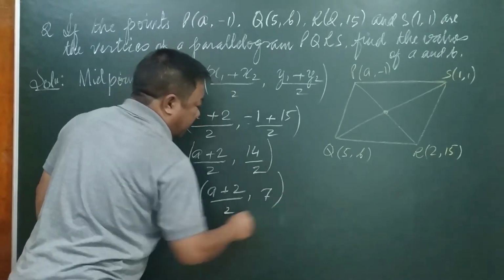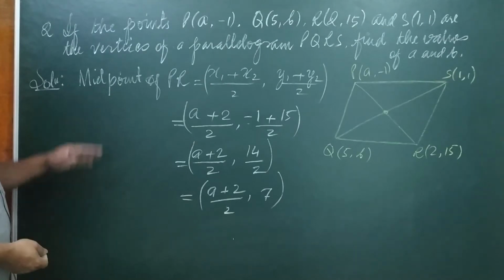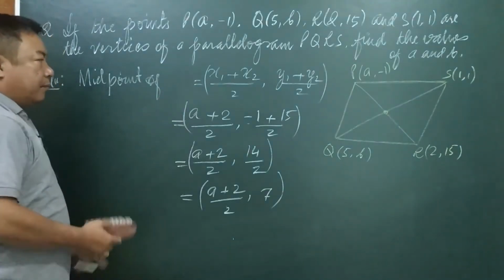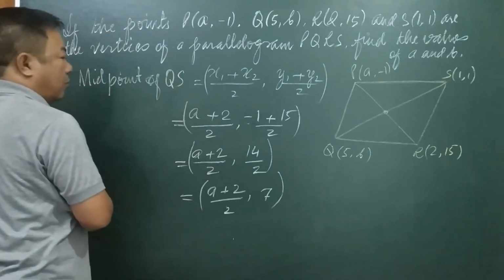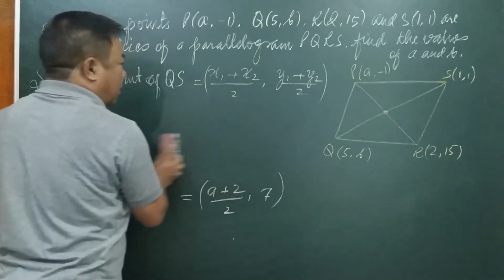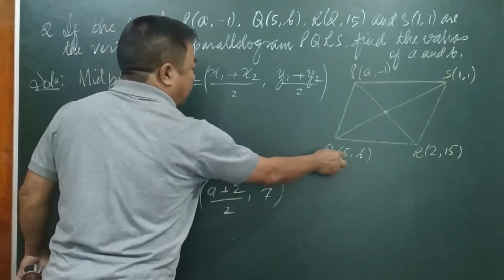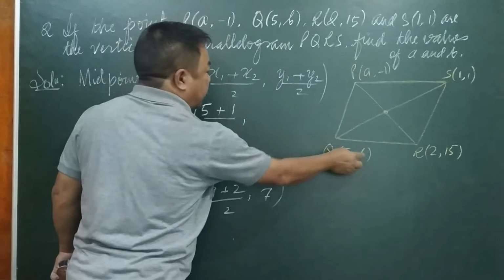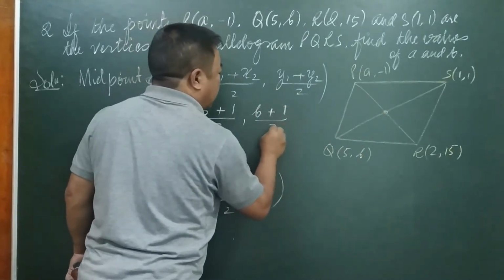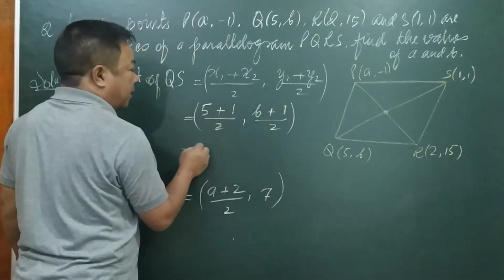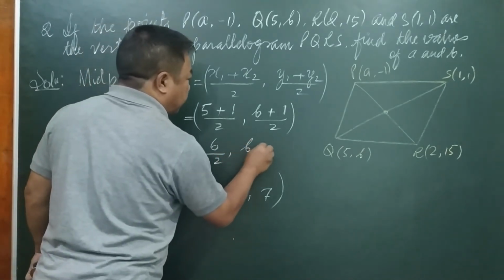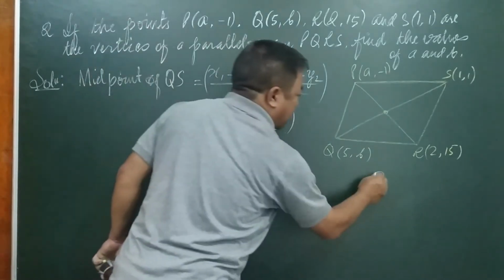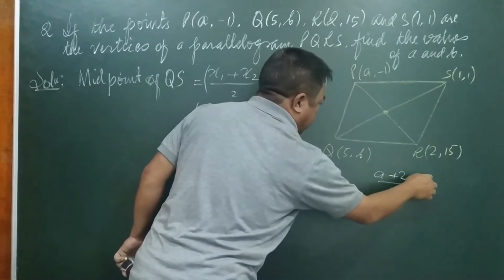That is ((A + 2)/2, 7). Now the midpoint of QS: x1 is 5, x2 is 1, y1 is B and y2 is 1. So the midpoint is ((5 + 1)/2, (B + 1)/2), which is (6/2, (B + 1)/2).